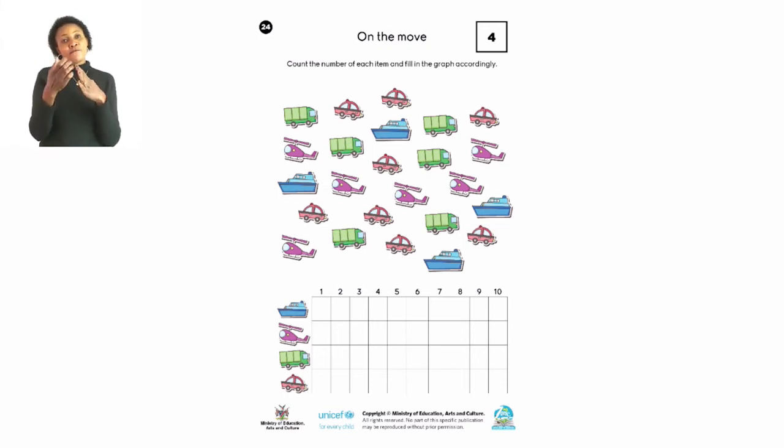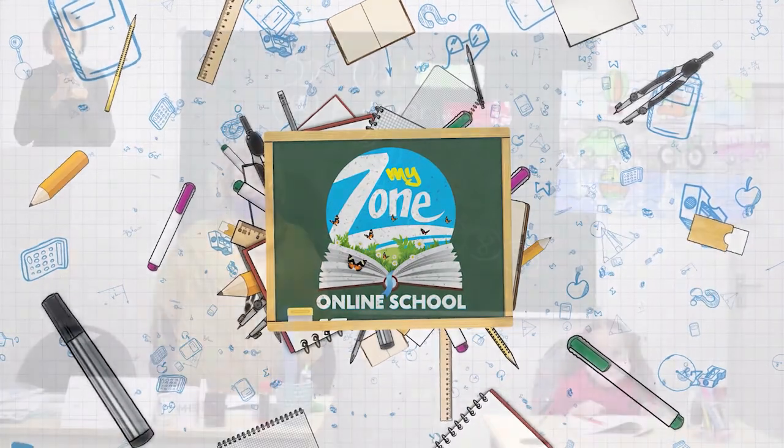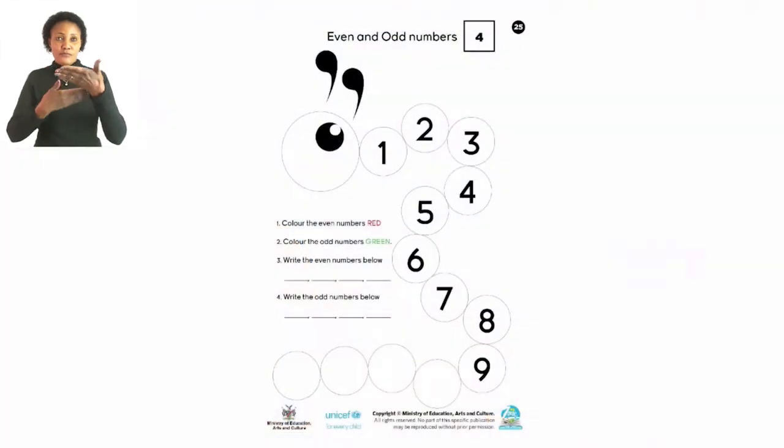Now for the helicopter and the truck and the car, I want you to do that yourself, because I know you can do it. Please turn to page 25. It's all about the odd and the even numbers. Page 25. Are you there?